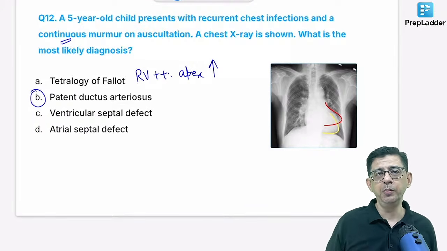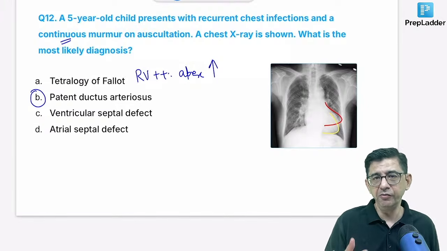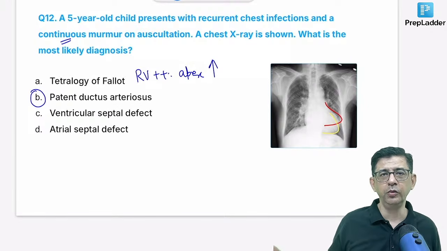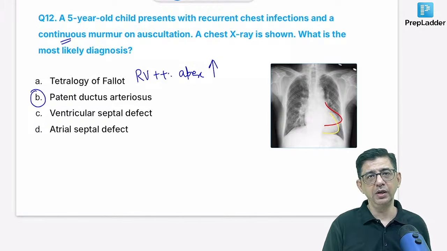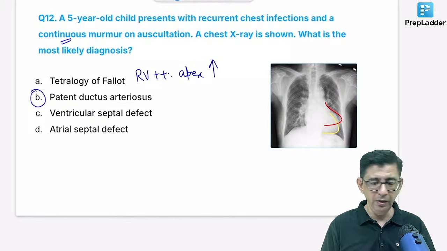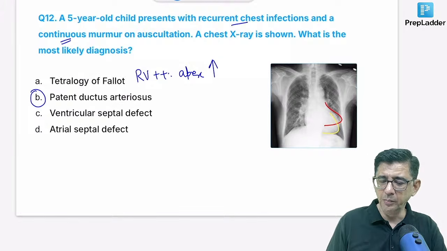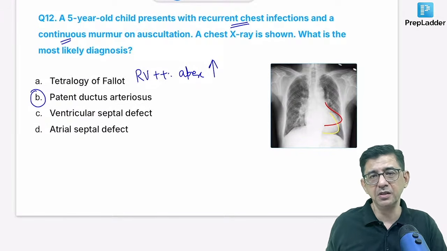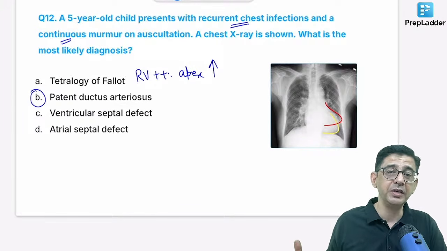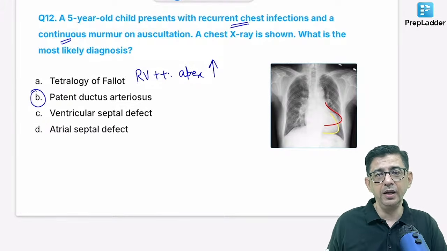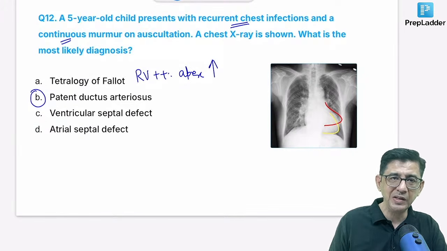So the apex is going to be pushed upwards, but when it comes to left ventricular enlargement, the apex is inferior and laterally displaced. So the correct answer in this case is option B, patent ductus arteriosus. Even if he did not mention the murmur, see, recurrent chest infections is written. Recurrent chest infections are something that you do not get in a patient of tetralogy of Fallot. There you get tet spells, cyanotic spells are present.